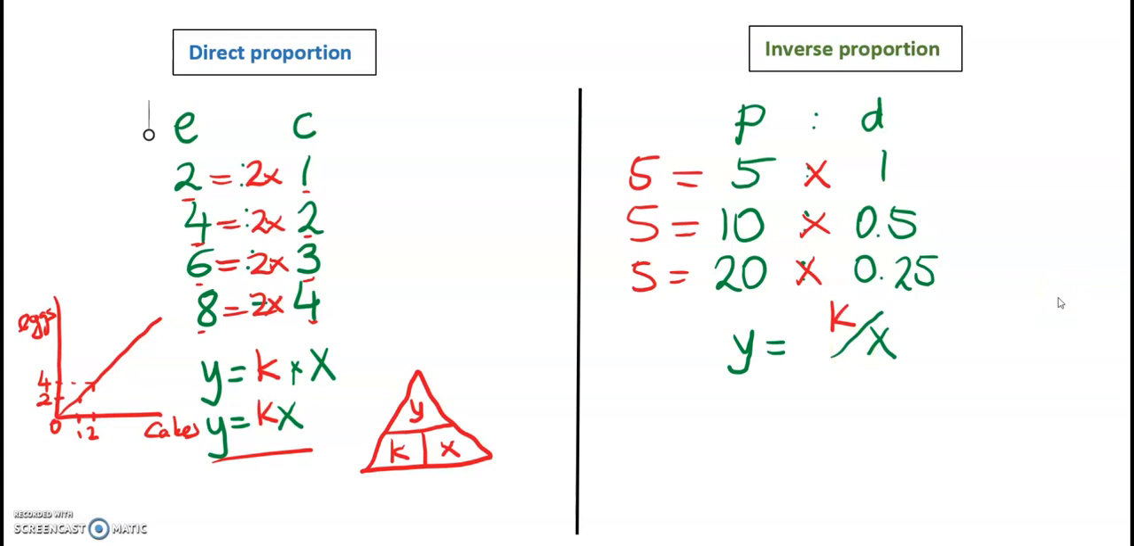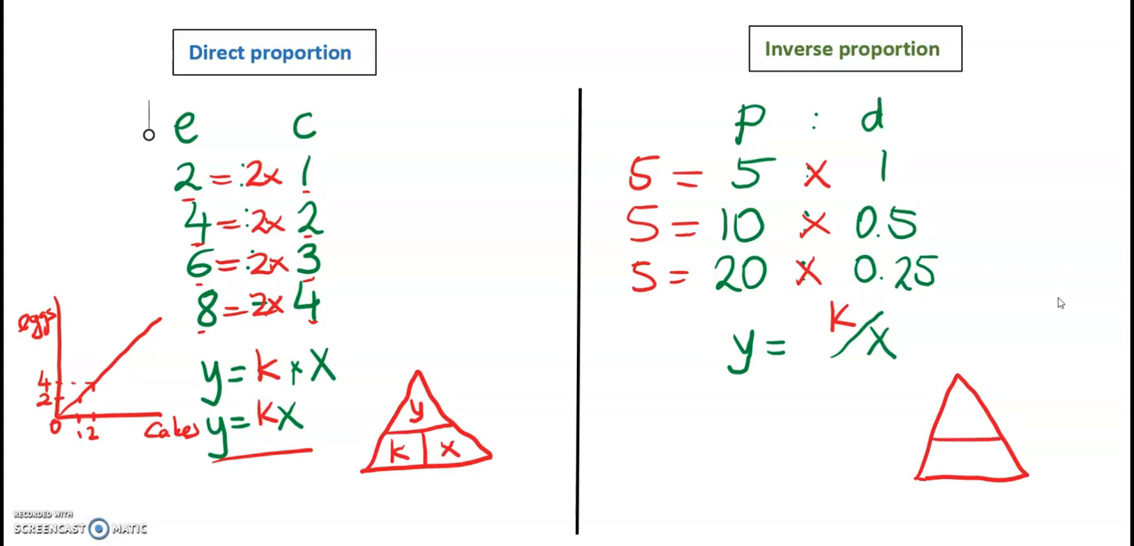So we've got y equals k divided by x. For direct proportion, it was y equals k times x. Now it's y equals k divided by x. So the order is not changing, it is the operation. Y equals kx. Now we've got y equals k over x, or k divided by x. So we'll try and show this in a triangle as well.